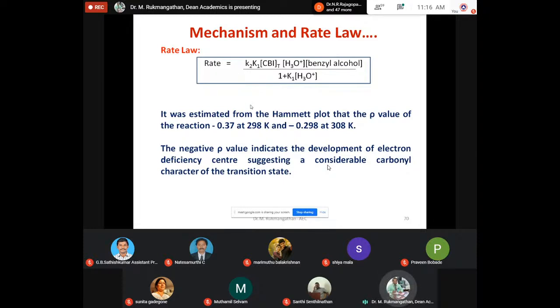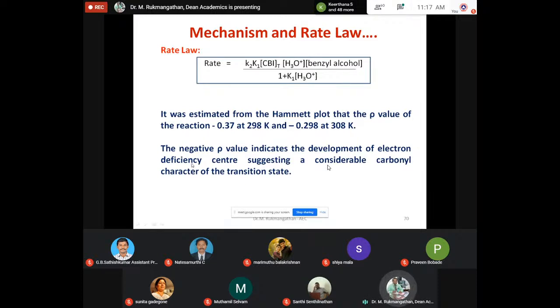We have already told that the reaction rate is first order dependent with respect to CBI, of course, because it is present in the numerator. The reaction rate is first order dependent with respect to our substrate, benzyl alcohol, because it is present in the numerator. We have already told that the reaction rate is fractional order dependent with respect to H plus ion, that means H3O plus ions, because in the rate law, H3O plus is present in both the numerator and the denominator, that means fractional order dependence.